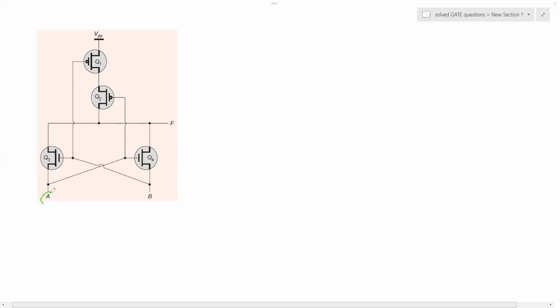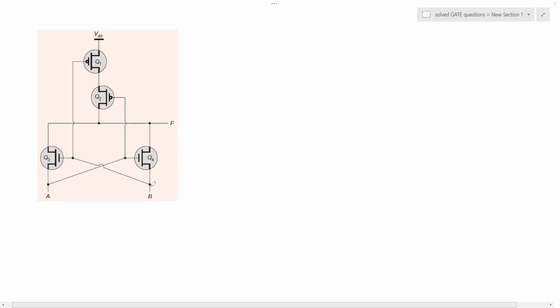So what you see here, as I said, A and B are the two inputs. So they are cross connected to these NMOS transistors Q3 and Q4. The input lines A and B are connected to the source pins of the transistors Q3 and Q4. At the same time, A goes to the gate of Q4 and B goes to the gate of Q3. So that's a cross connection going to the gates of these transistors.